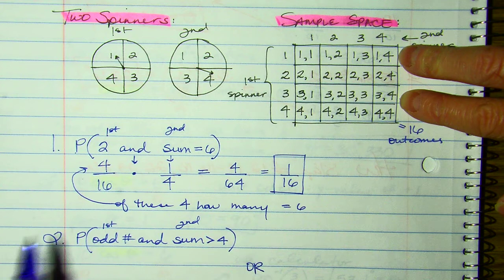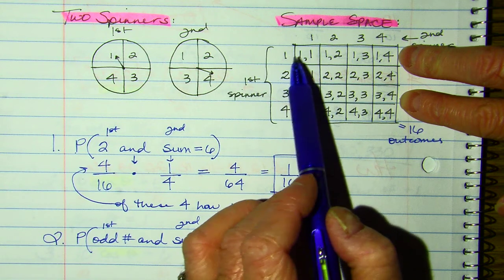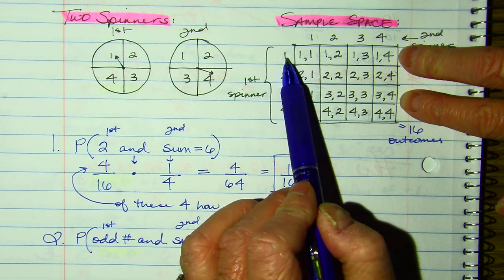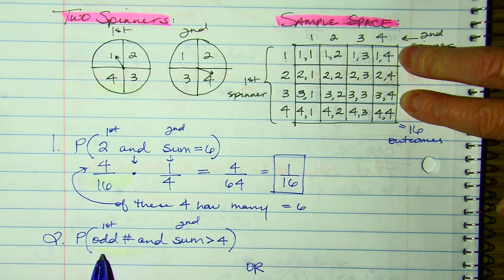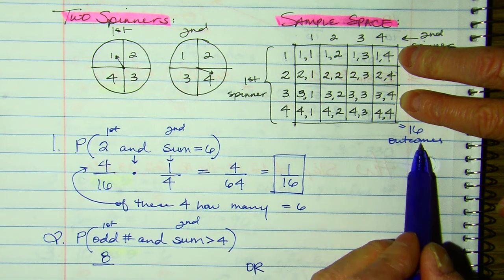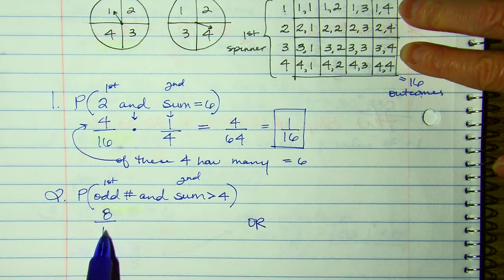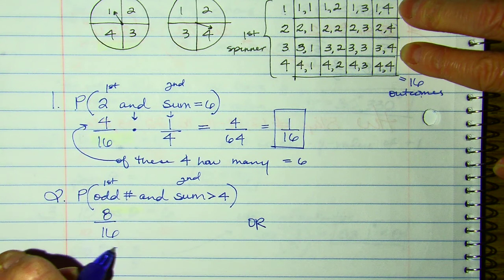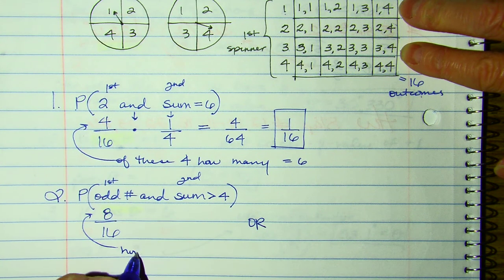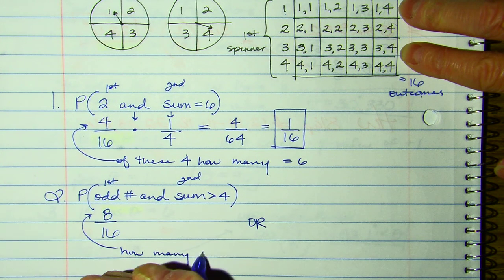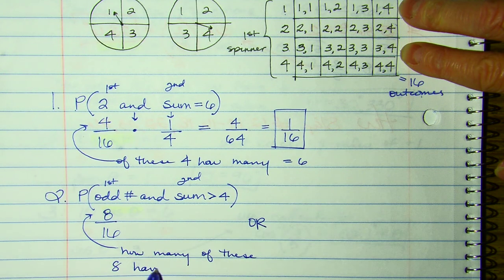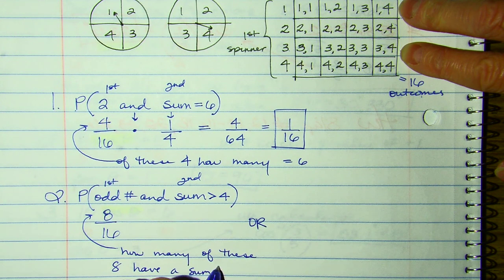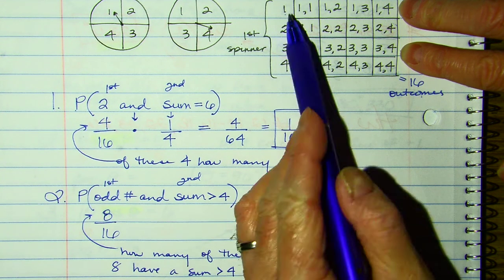Let's go over the first way. Let's just look at these. 1 and 3 are both odd, and there are 4 that begin with a 1 and 4 that begin with a 3. So 8 out of 16. Now, how many of these 8 have a sum greater than 4? So now I'm only looking at these 8.